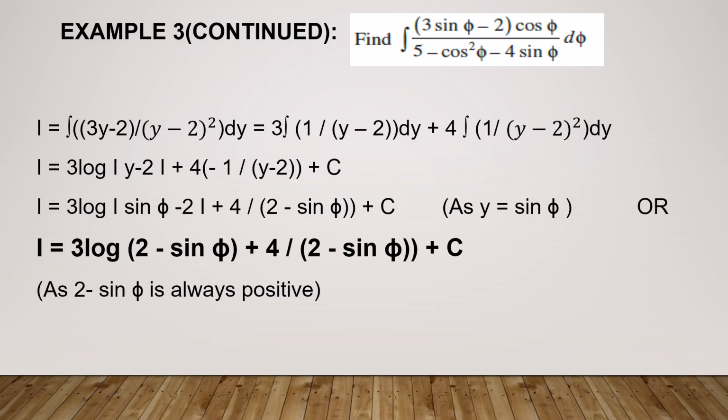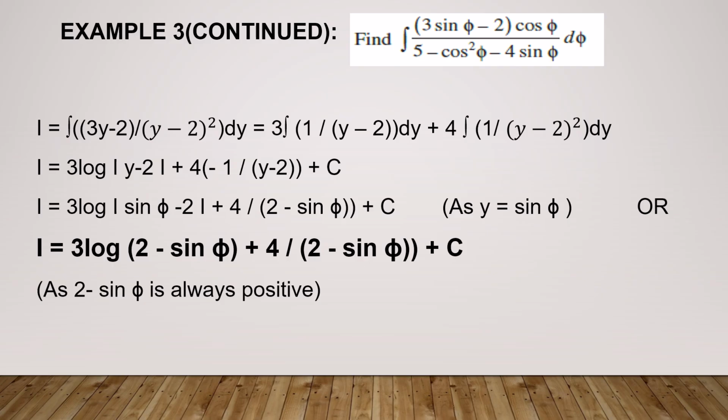So next step, we just put the values of A and B. So our integral is 3 into the integral of 1 upon y minus 2 dy plus 4 into the integral of 1 upon y minus 2 whole square dy. First term, it will be 3 log mod of y minus 2. Second term, it is of the type x raised to n. You know its integral is x raised to n plus 1 upon n plus 1. So y minus 2 raised to minus 2 means y minus 2 raised to minus 2 plus 1 upon minus 2 plus 1, which is equal to minus 1 upon y minus 2.